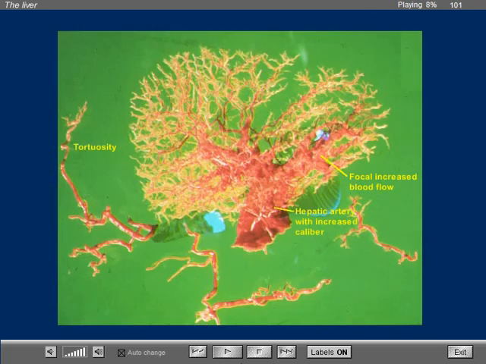A cast corrosion of the hepatic arterial tree in a cirrhotic liver shows the enlargement of the large branches of the hepatic artery, the increase in the caliber of intrahepatic arteries, and the marked tortuosity seen in isolated branches of the hepatic artery that surround the specimen.